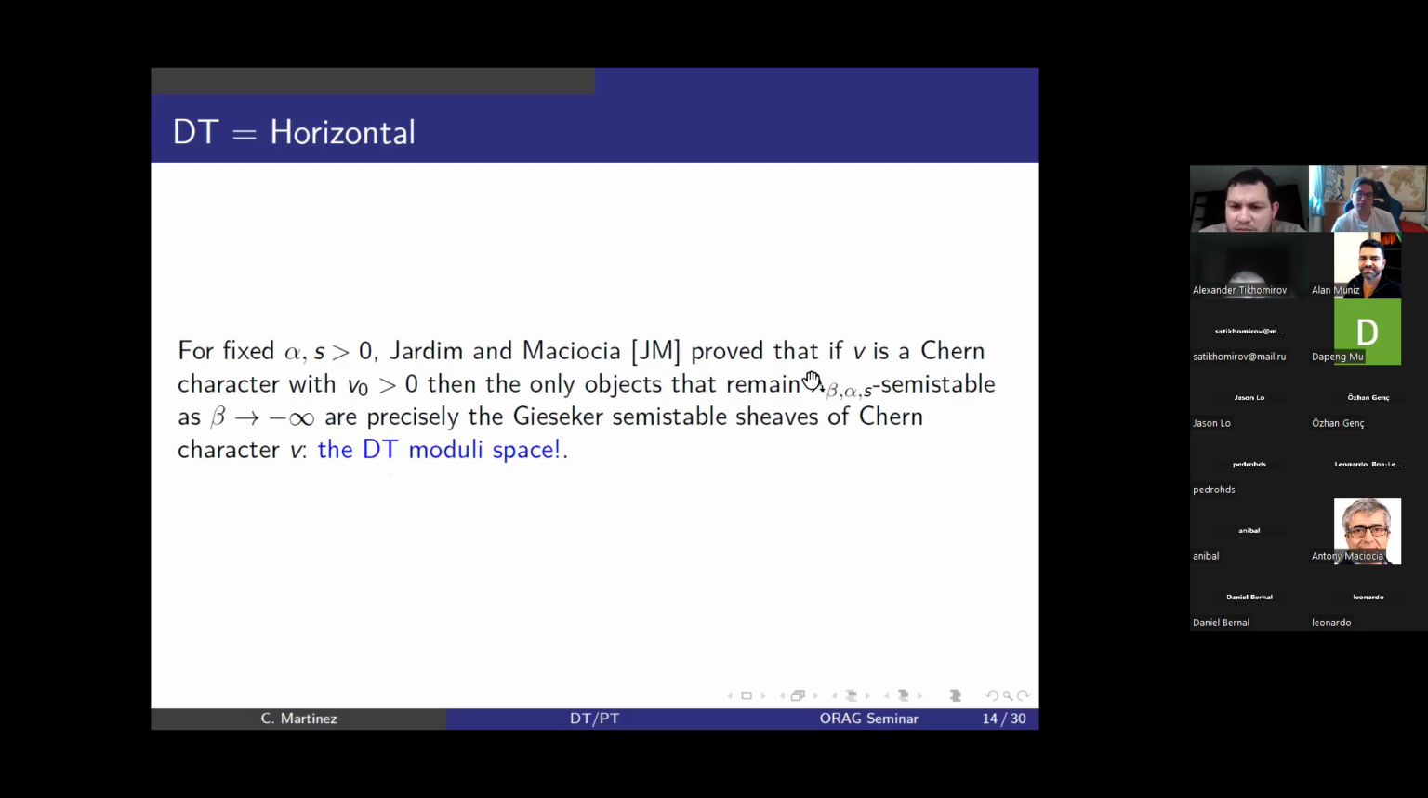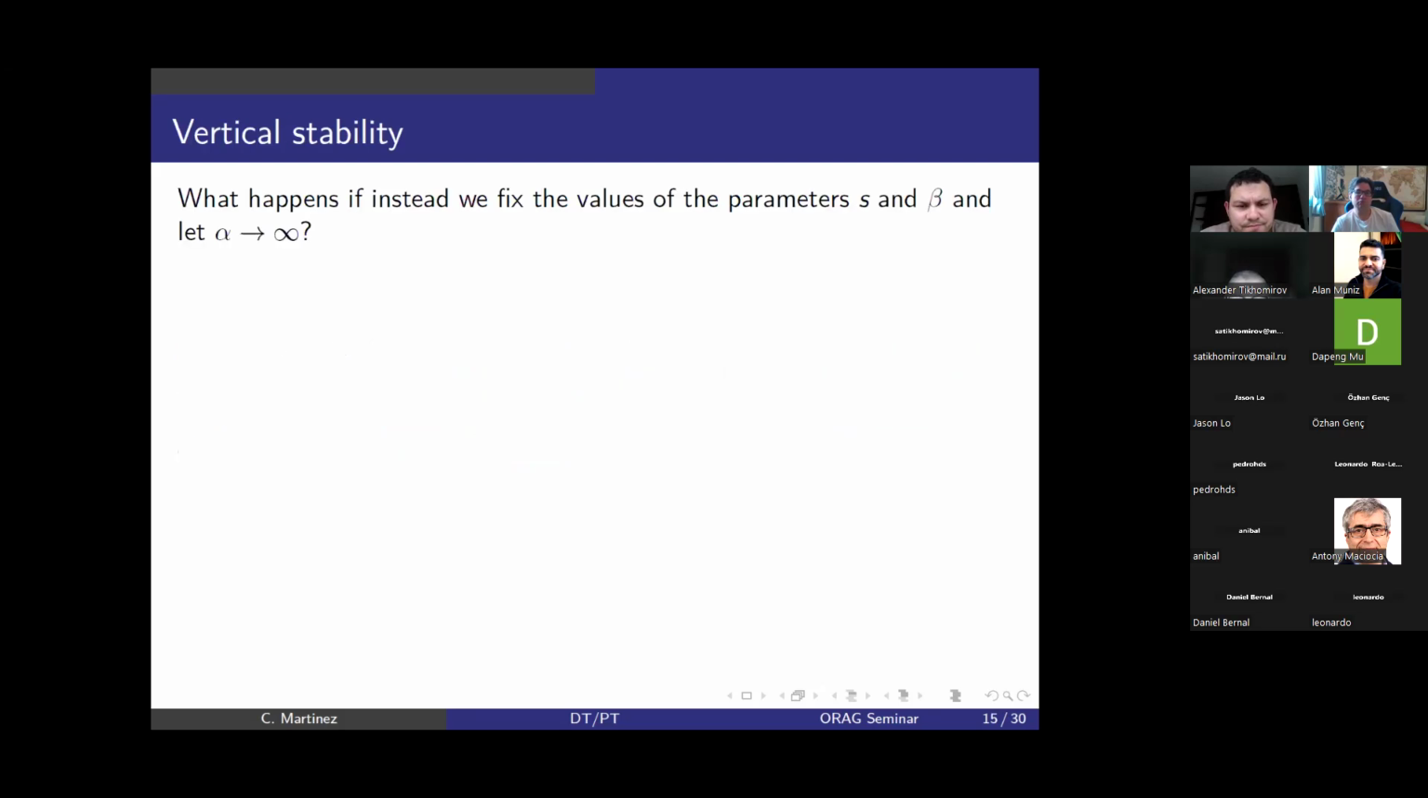So we have a 3-parameter family of stability conditions. I fix 2 parameters. I let 1 parameter go to minus infinity. And then in the limit, I get this Gieseker moduli space. Now you wonder, well, what happens if instead of letting the parameter beta go to minus infinity, I fix the beta, I fix the s, and I let the parameter alpha go to infinity.